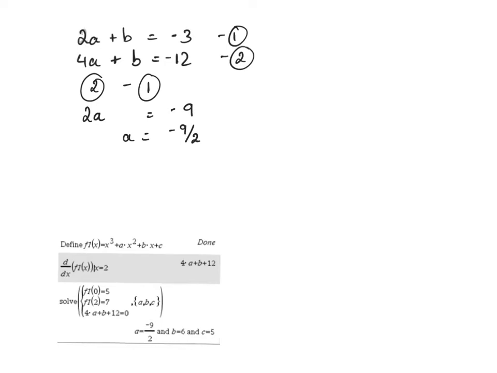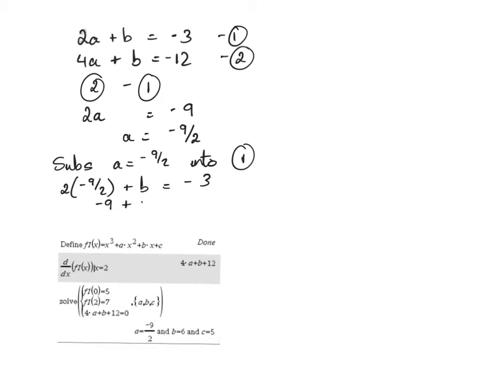We now have our a value, so the very last thing we want to do is find our b value. So I'm going to substitute that value into one of those equations, and it doesn't really matter which one. I'll probably just do it into the first one, and so I get 2 times minus 9 on 2 plus b is equal to minus 3. So that gives me minus 9 plus b is equal to minus 3. b is equal to minus 3 plus 9, which is 6.